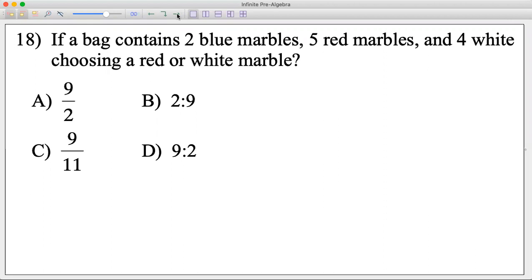No. I reach in, I pull out one marble. Could it be both red and white at the same time? Red or white, you don't have a choice of pulling out anything other than red or white or what's the other color?